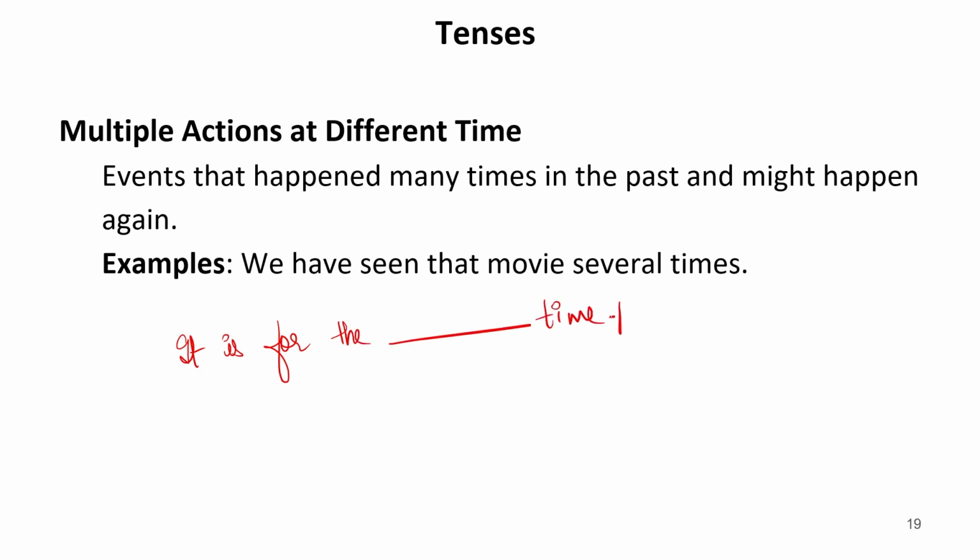Now if this expression is written, it is for the second time, for the first time, etc., it should always be written in present perfect tense, or it should always be followed by a sentence in present perfect tense.